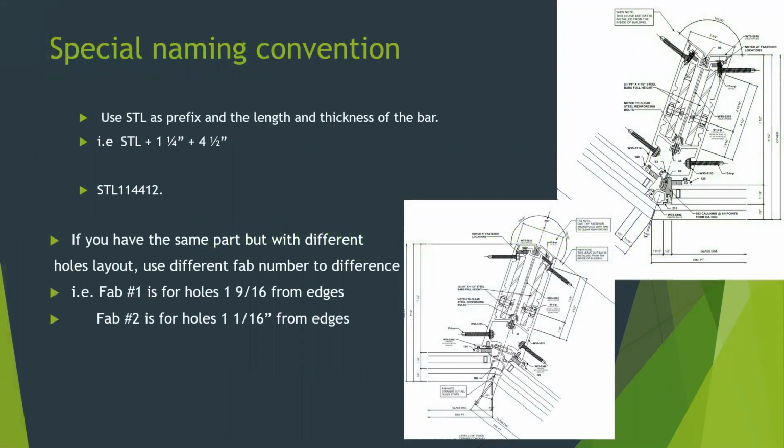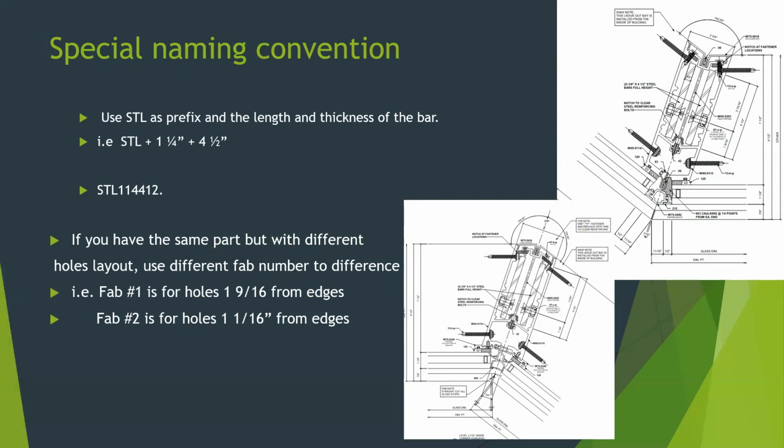We use a special naming convention for the steel bar, using the length and the thickness of the bar. For example, in the picture below, you can see a steel bar that is 1 1/4 by 4 1/2. So we use the prefix STL, and the part will be named STL 114412.